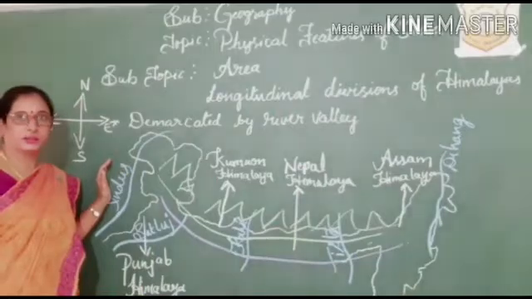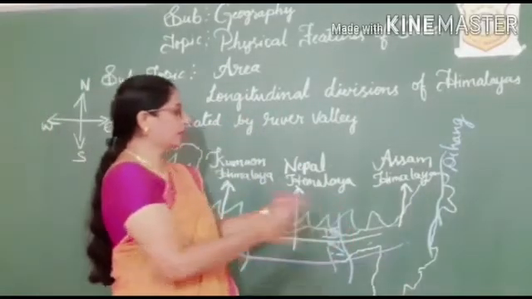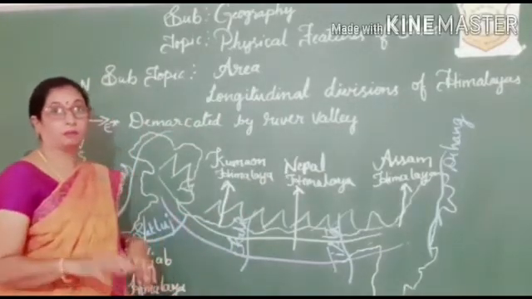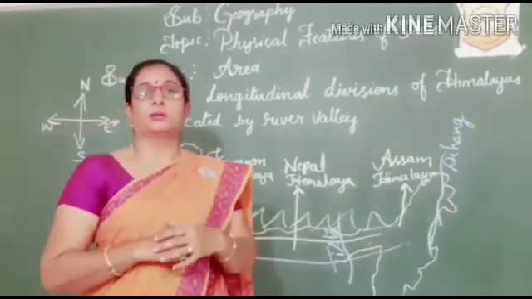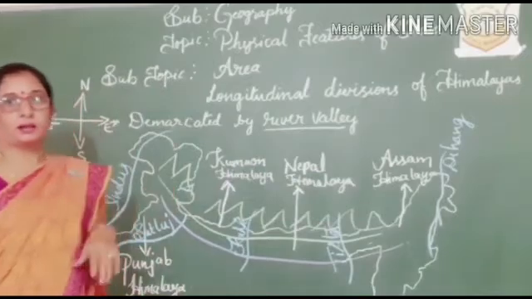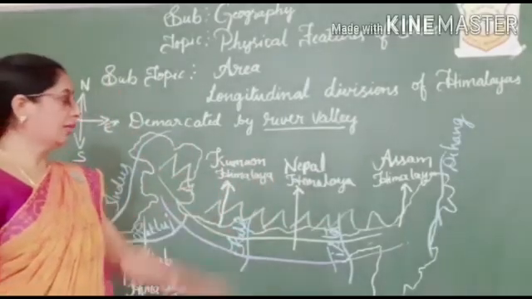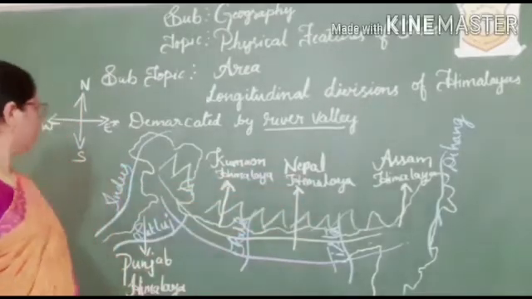How have they done it, children? They have not simply drawn lines like longitude, and they did not say east to west, north to east. No, they have made one demarcation. They have kept one concept, the river valleys, as the basis. They have divided the Himalayas into 4 categories.